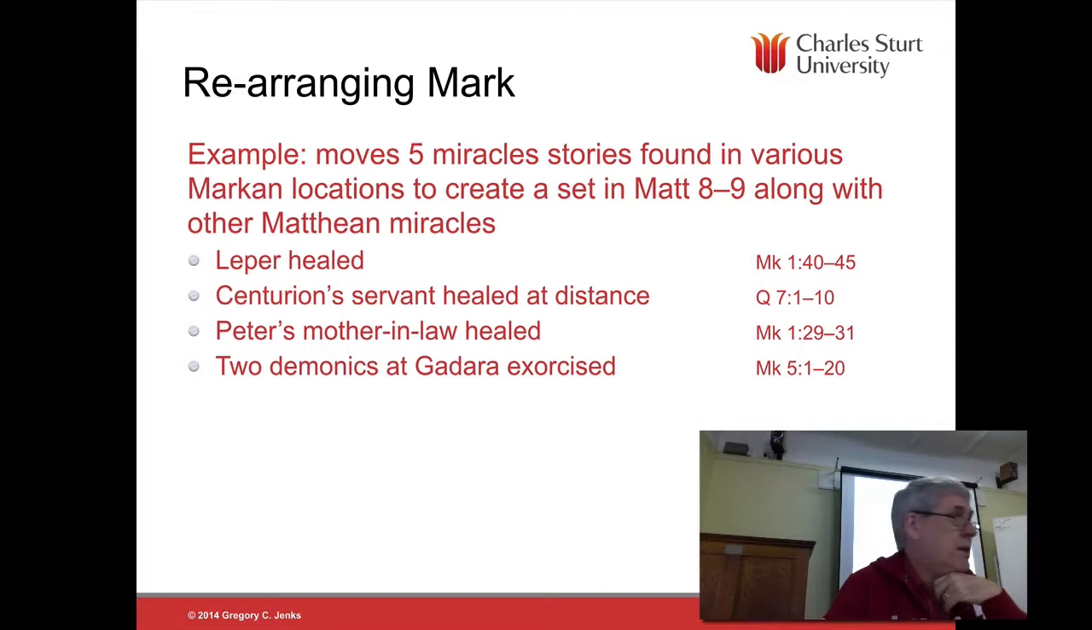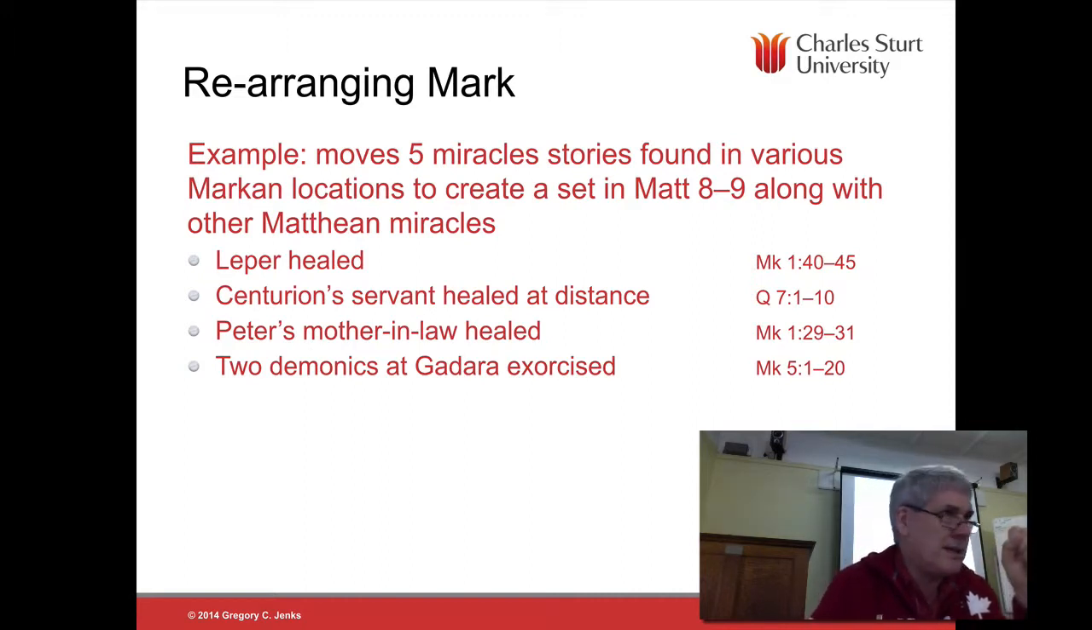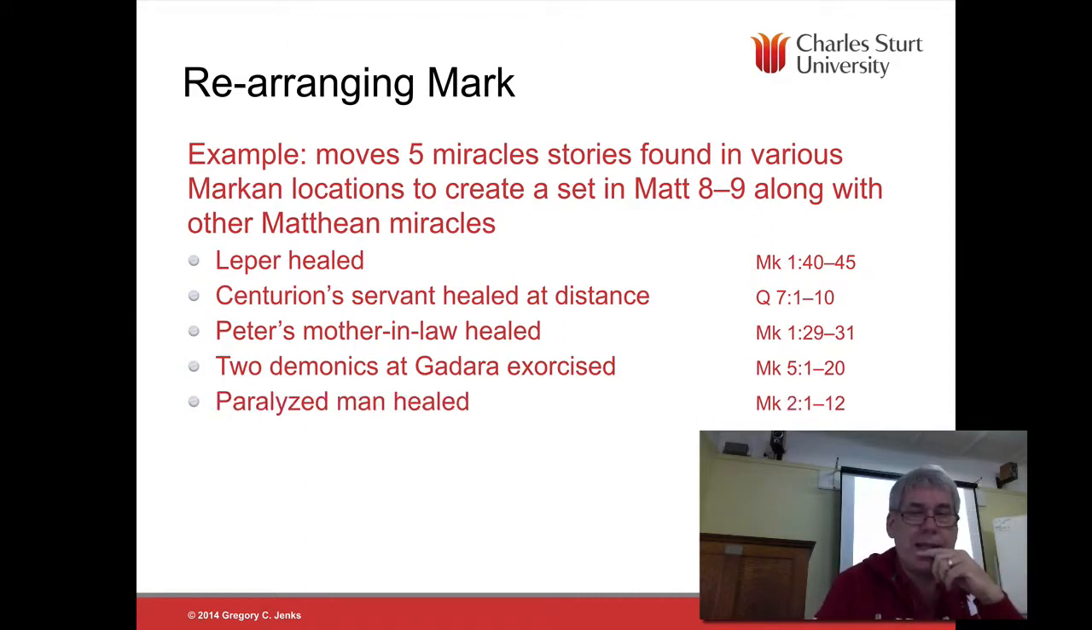The healing of the demon-possessed character from Gadara, but now the character has been doubled, so there are 2 demoniacs, and that's a Matthean trait. He tends to double up some of the characters, including the donkey that Jesus rides into Jerusalem on Palm Sunday. So he's quite a circus act. The healing of the paralysed man. Okay, this is the guy who in Mark is let down through the roof, but in Matthew there's no damage to the roof.